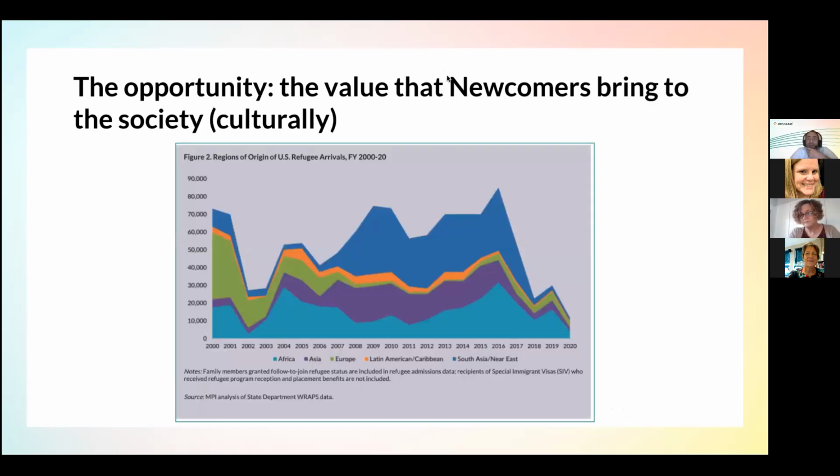And then thinking about the value that newcomers bring to society from a cultural perspective. This graph shows you the regions of origin of US refugee arrivals, and you're seeing a huge diversity in the origination of these folks. So we have students coming from all sorts of linguistic and cultural backgrounds, and one of the articles I read put it very nicely: in schools, the very presence of immigrant students provides a huge, rich cultural opportunity for our students to expand their cultural knowledge and their capacity to participate fully in a multicultural democracy. So really recognizing that from a cultural perspective in our classrooms, but certainly in society at large, there's a huge opportunity with newcomers coming into the country.